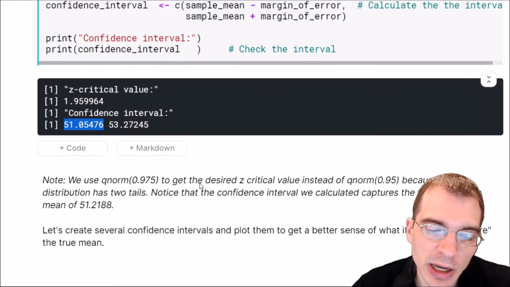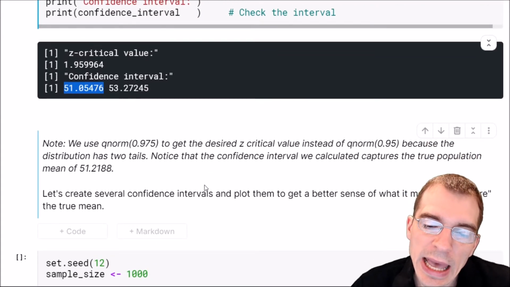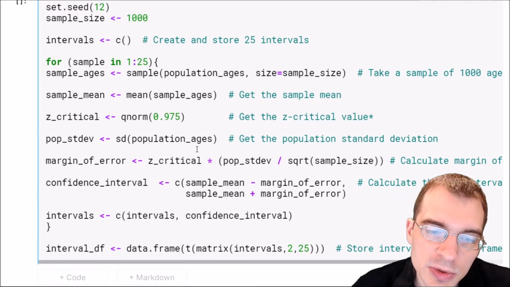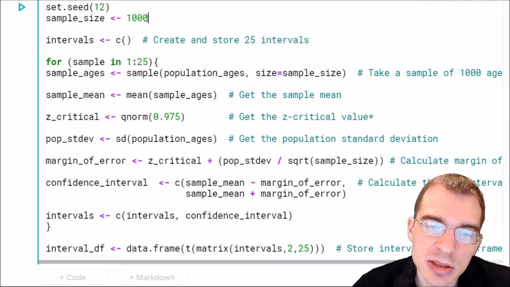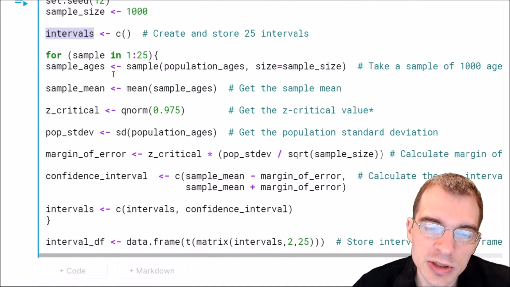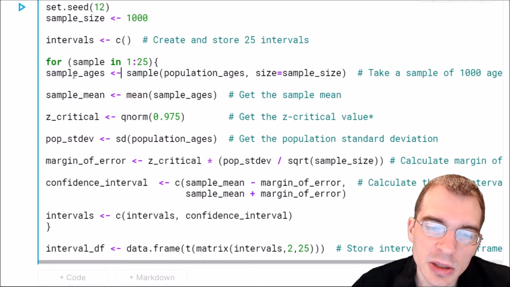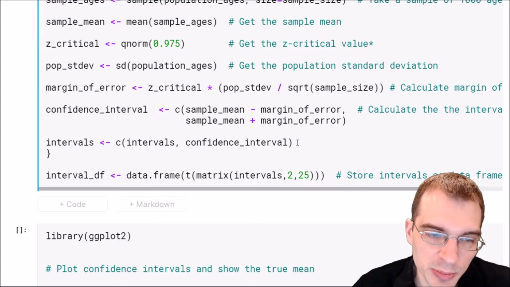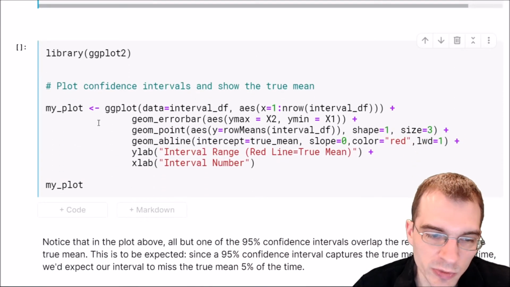Now we're going to proceed by generating several more confidence intervals and plotting them to get a better sense of what it really means to capture the true population average. So what we're going to do is just take several samples again. So sample size 1,000. We're going to save these results in intervals. We're going to do 25 of these. So we're basically replicating all the steps we did above 25 times, making 25 different confidence intervals. And then we're just going to plot them all so that we can see if they capture the true population mean in a visual way that will hopefully be easier to understand.